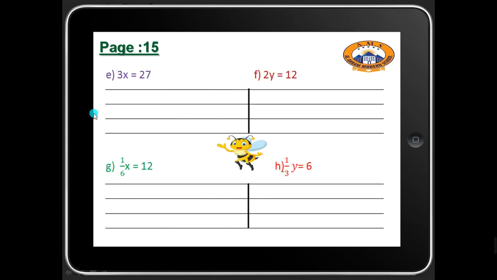Now another one. Here I have 3x equals 27. Miss, I don't see any operation here. I don't see plus, I don't see minus, I don't see divide. So what am I going to do about this one? This is so easy. This means 3 times x, like there's a hidden multiply sign here. So this means 3 times x. And I told you, when we move the 3, it is multiplied by x.